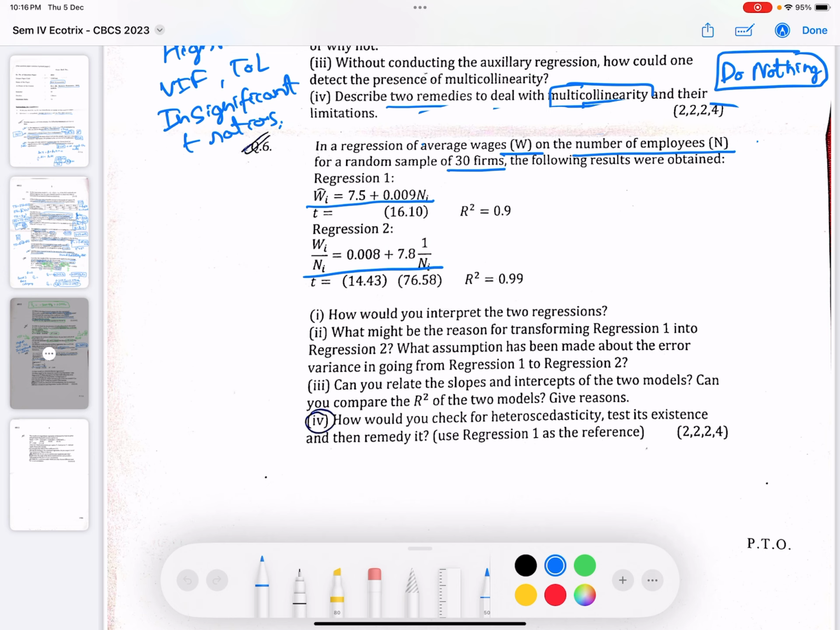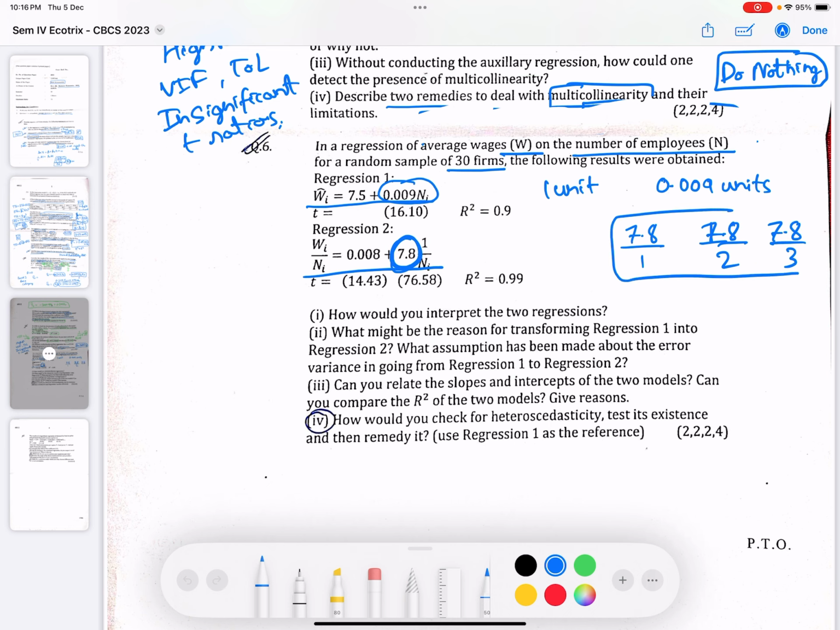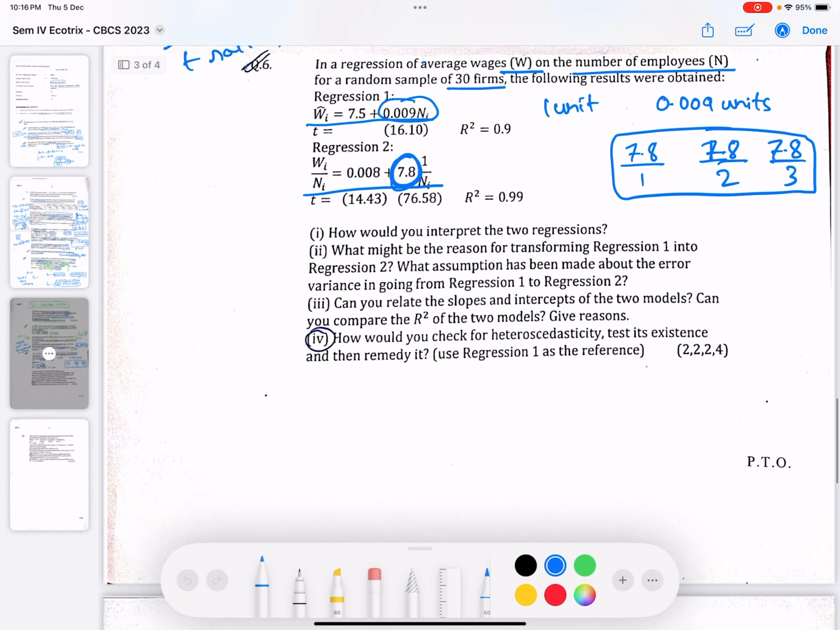On an average, if the number of employees increases by 1 unit, the average wage would increase by 0.009 units. And for the second model, if the number of workers increases by 1 unit, the average wage would keep on falling by this rate, because for the second worker it would be this, for the third worker it would be this. So the average wage that the employee would get would keep on falling in this case.